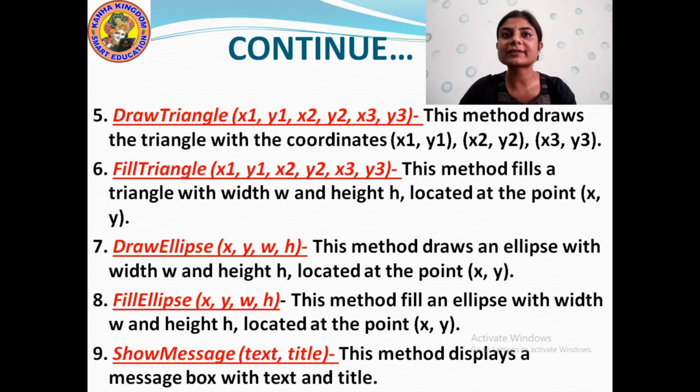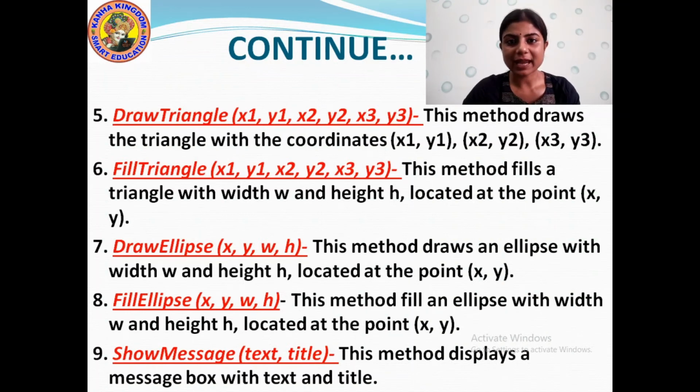This method fills a triangle located at the points X and Y. These X and Y are the different coordinates. In that point, you can fill the triangle with any color you want to. Okay, then draw ellipse.